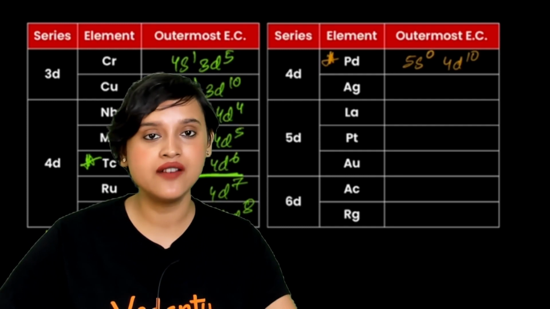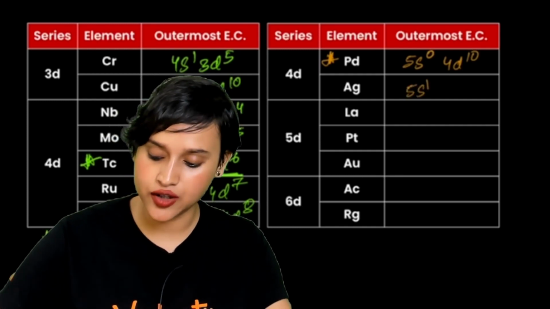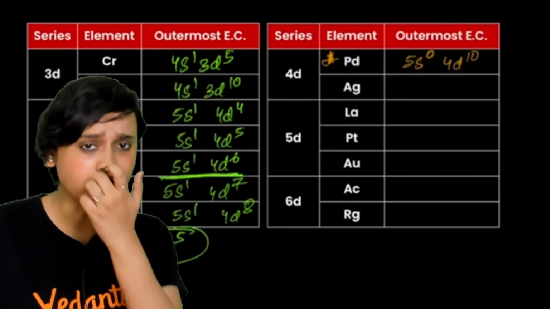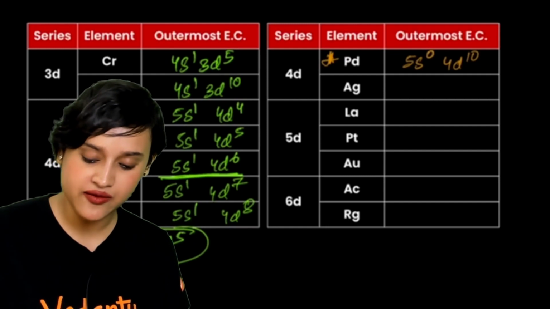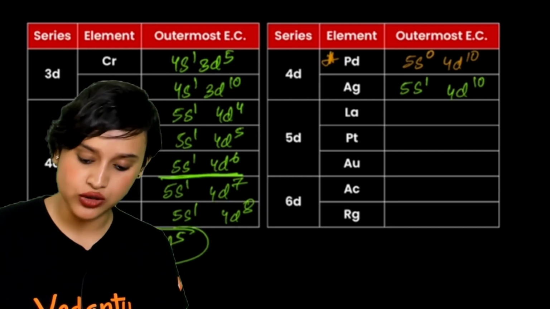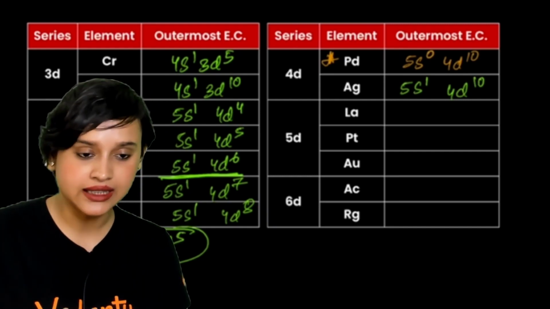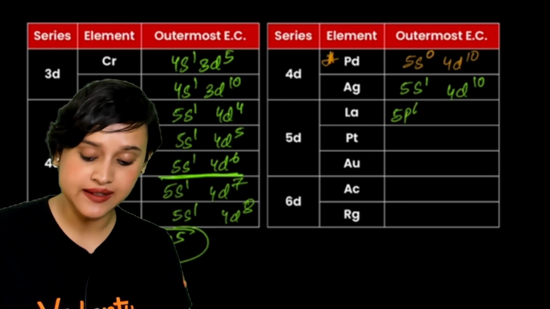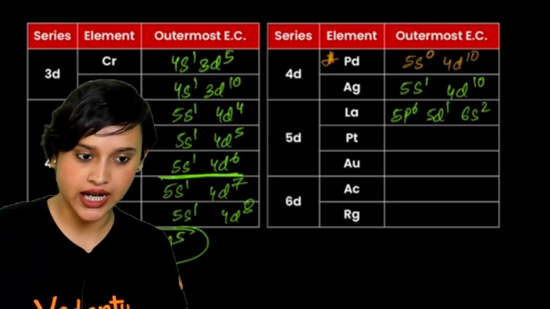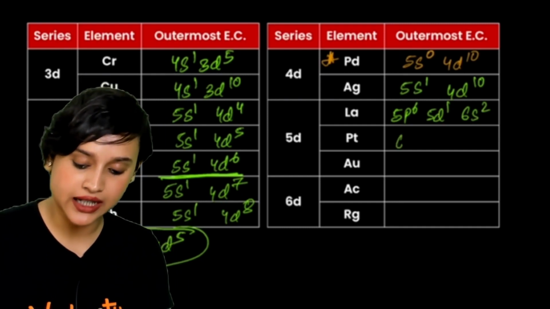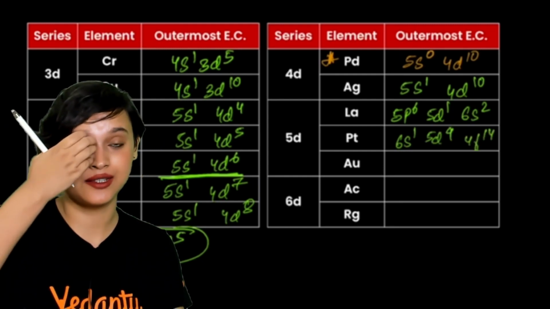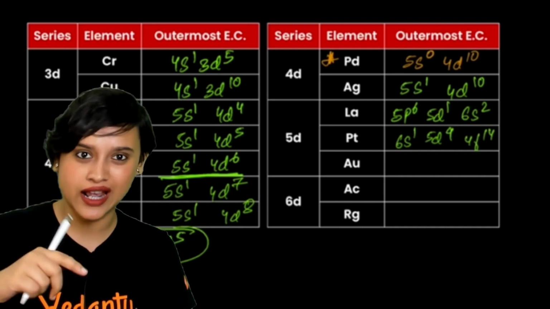Then we have silver, which is again 5s1 4d10. Sorry, I am not writing with this color, otherwise you will think that all of them are different, so coming back to the green color. Then we come to lanthanum, which has 5p6, 5d1 and 6s2. Now we come to platinum. Platinum has 6s1, 5d9 and 4f14, guys. Do you see what is happening to platinum? Now 4f entry has also happened.